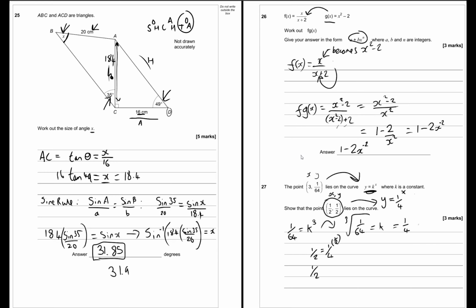So 1/2 equals 1/4 to the power of 1/2. Put 1/4 to the power of 1/2 into your calculator, and you should get the same answer. Yeah, that goes perfectly. So 1/2 equals 1/2. Therefore, half, half lies on the curve. And we are done.